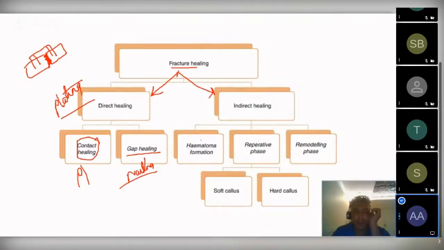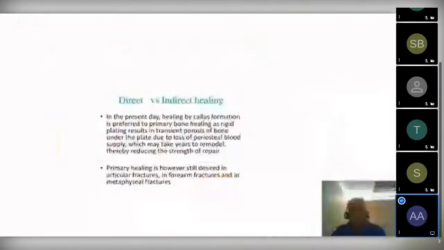The stages of healing are: initially, as soon as there is a fracture, there is hematoma formation. Then that hematoma is converted into cartilage. That is replaced by bone. So this is a normal healing where there is a gap in the fracture, but it is fixed by a plaster or by nailing. So what do you understand between direct and indirect healing?